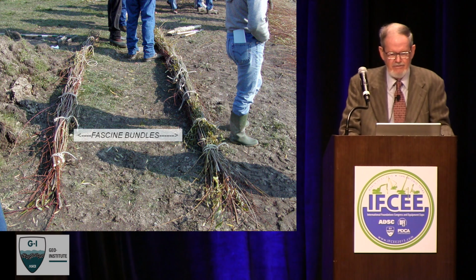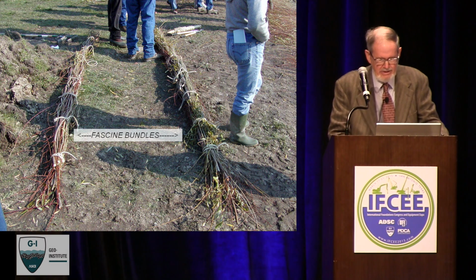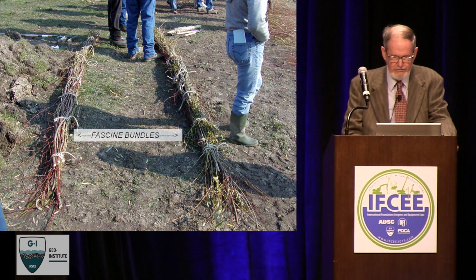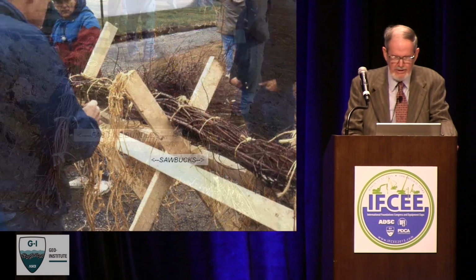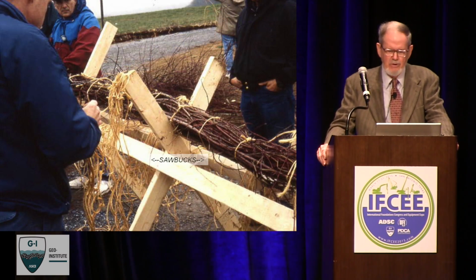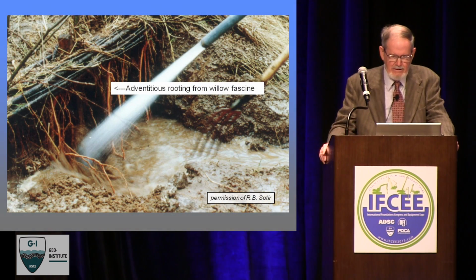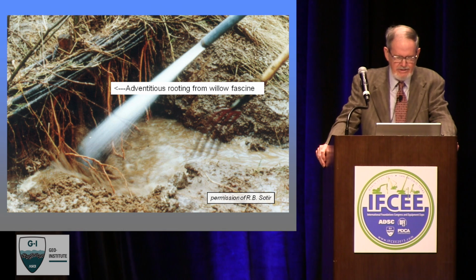A photograph of these fascine bundles, typically about 6 to 8 inches in diameter, and as I mentioned, the bundles are tied together every so often, every 10 or 12 inches with twine. Construction of the bundles is most easily done on sawbucks to raise them off the ground. Interesting photo here. This is an exhumed fascine after 1 year, showing adventitious vertical sinker roots emanating from the willow bundles.